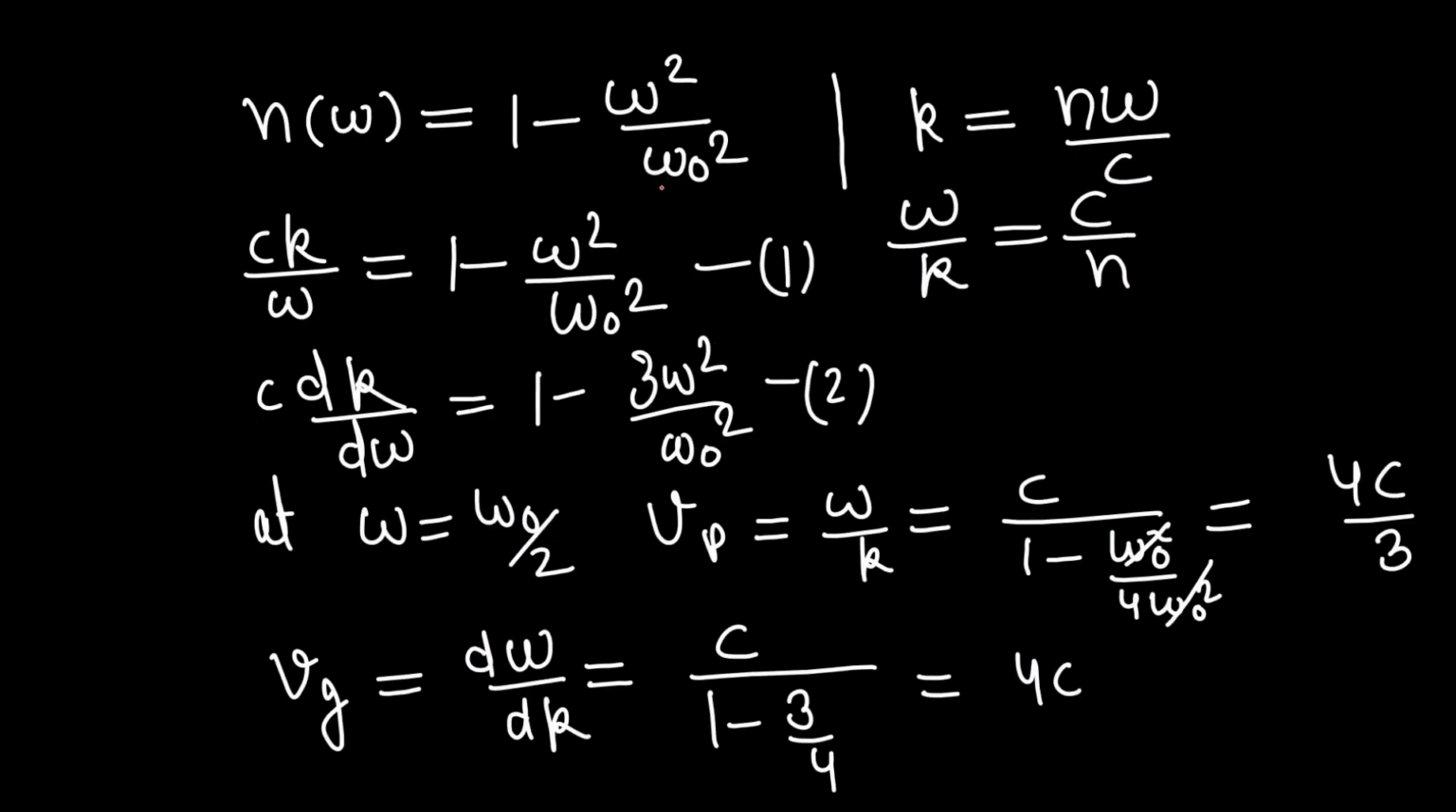Okay, so n omega is given to you. This is given in the question. And we know that k is equal to n omega by c. We know this. So we will replace here n, we will replace this n by ck by omega. And now we know that omega by k is the phase velocity. From this first equation, we will calculate the phase velocity at omega is equal to omega naught by 2.